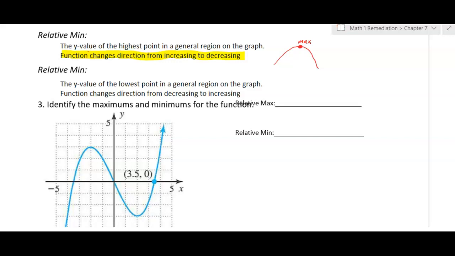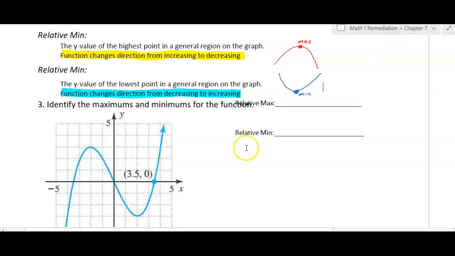But if it happens somewhere in the graph where it's not the absolute max, we would say it's a relative max. And a relative min is the y value of the lowest point in a general region on the graph. That's when the function is changing direction from decreasing to increasing, right? So we're decreasing and it turns and then it starts to increase. This would be a relative min.